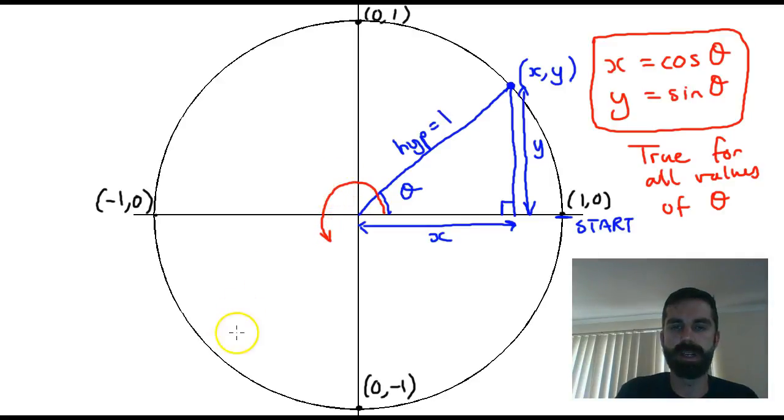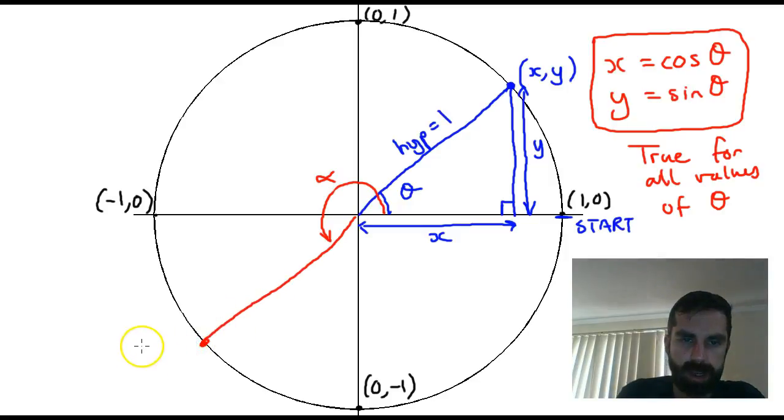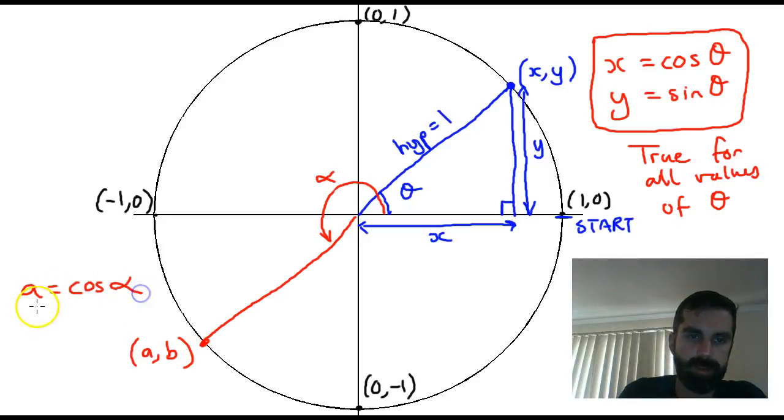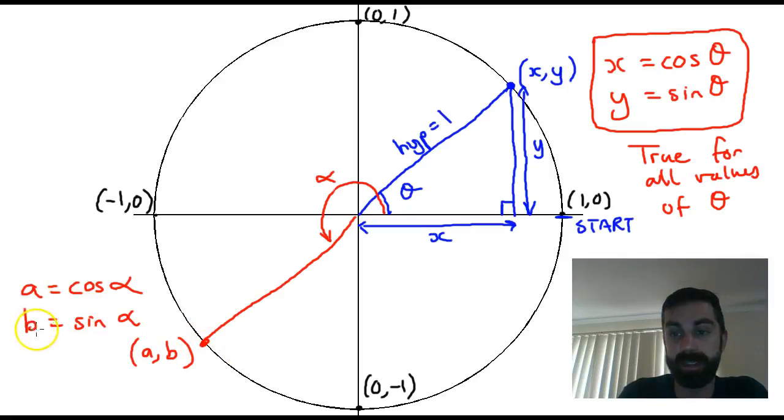So in actual fact, even if we moved all the way around like we were doing before by some huge angle, we'll call that alpha, that angle. So we've moved around by this big angle alpha to get to this point over here, and I'm going to call that A, B. Well, the same thing is true. In this case, A equals the cosine of alpha, and B equals the sine of alpha. In this case, though, we know that A is going to be negative, and B is going to be negative as well because of where that point is. But that's okay. The cosine and the sine function can account for that. So, no matter where you are on the unit circle, this rule holds true.